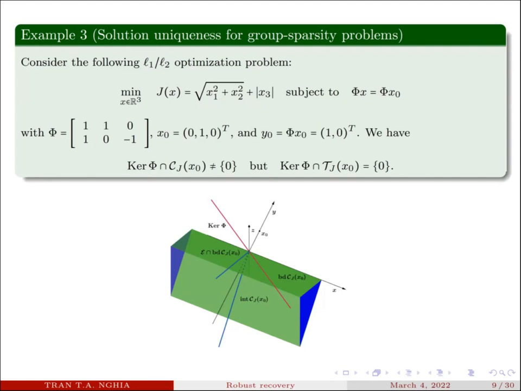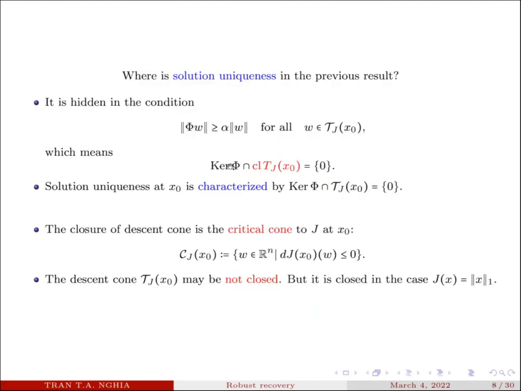If you choose the kernel phi on this side, then you will have that the intersection between the kernel phi and the descent cone is 0. But the intersection of the kernel phi and the critical cone is not 0, all right? The kernel phi is on this side. What does this mean? It tells us that those two conditions are completely different. As I mentioned, they are the same in the case of L1 optimization, but for other cases, they are different.